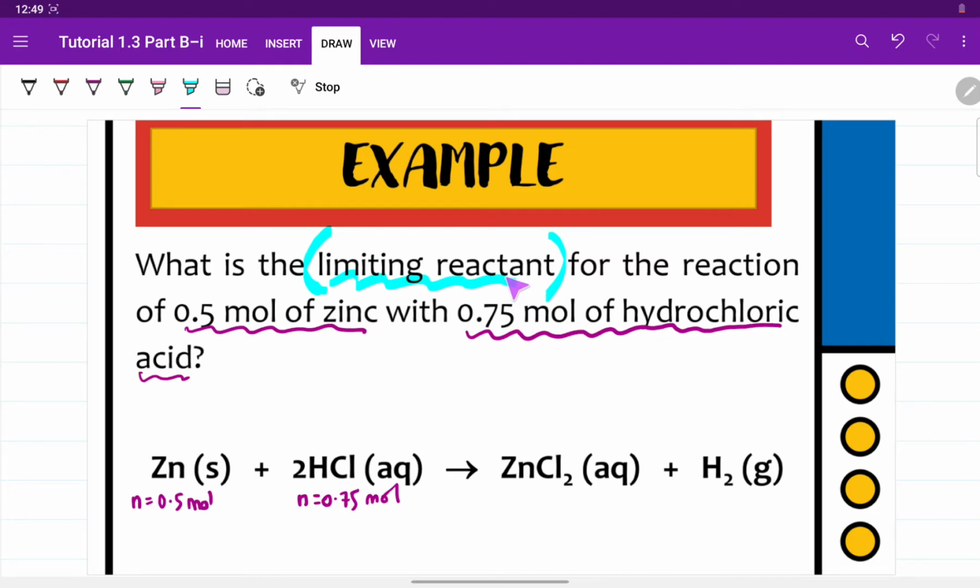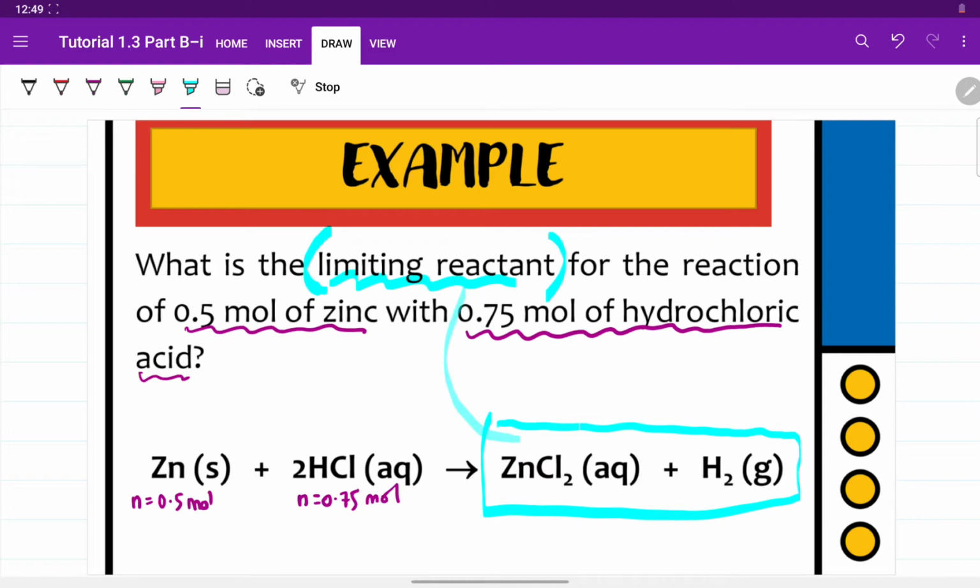In other words, once the limiting reactant is used up, the reaction will stop. So we will get how much product we have. In other words, the mass of product or the number of moles of product will be based on the number of moles of limiting reactant. For example, if my limiting reactant is zinc, then if 1 mole of zinc is used, 1 mole of zinc chloride will be produced. I cannot use the number of moles of HCl.